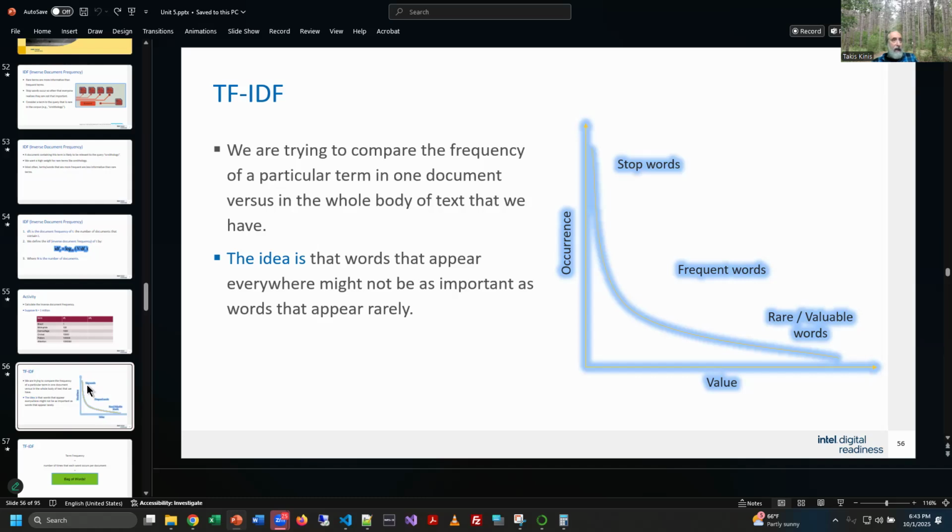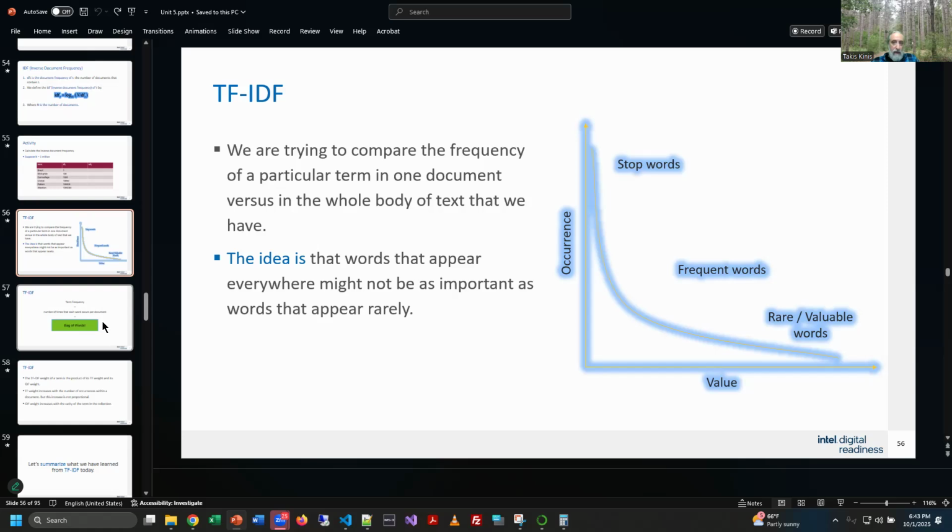So stop words occur often but have very little meaning, right? So they're at the far left side. There's lots of them, but they don't mean much. Then we have these rare words over here, ornithology or whatever, and those are important, but they're rare. And then there's words that are in between, right? And it says the idea that words appear everywhere might not be as important as words that appear rarely. That's the reinforcement here.